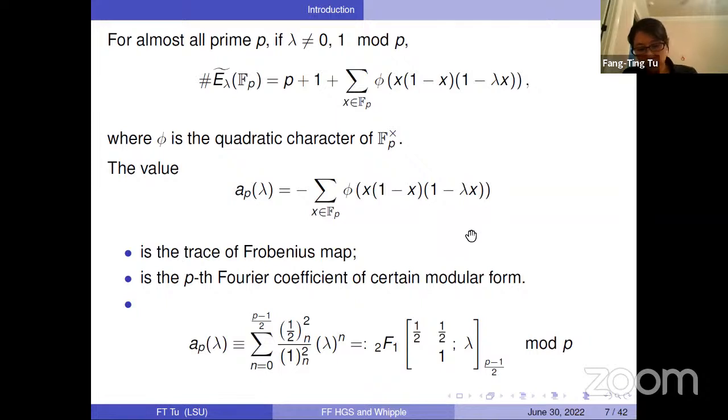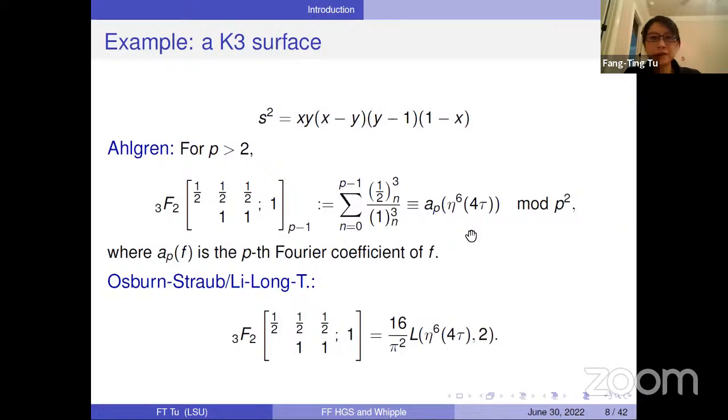Okay. So another example, that's the K3 surface example. If we consider a smooth model of the surface defined by this equation, algorithms show that this surface is modular, and the corresponding Hecke eigenform is this weight 3 eigenform. He also showed the supercongruence relating this truncated 3F2 and the coefficients of this weight 3 eigenform.